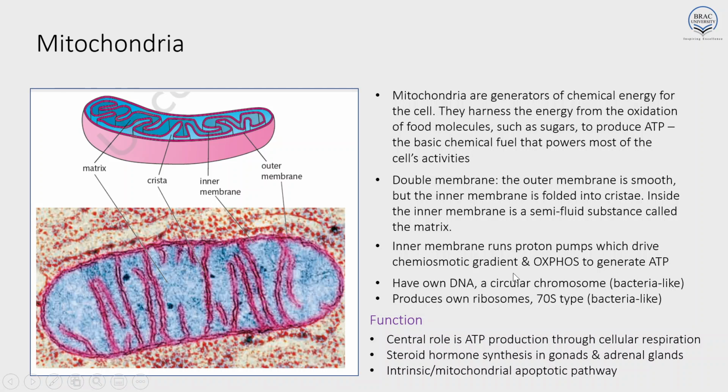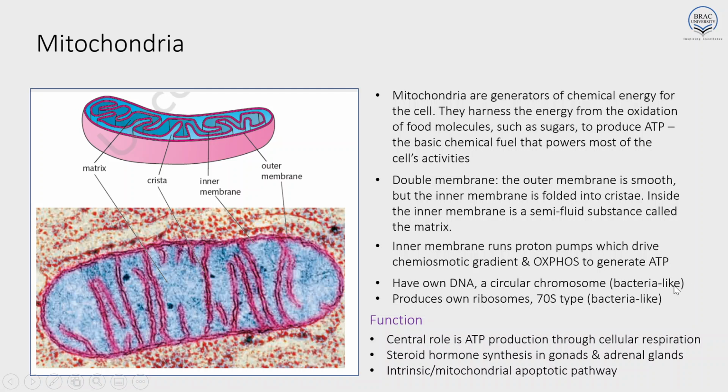Further, this chemiosmotic gradient and the electron transport chain, which includes the process of oxidative phosphorylation, all of this produces more ATP. Also note that mitochondria have their own DNA other than the cell's DNA inside the nucleus, a circular DNA, a circular chromosome. So that is like bacteria. And the mitochondria also produce their own ribosomes, that is 70S type. So these two characteristics are quite bacteria-like.